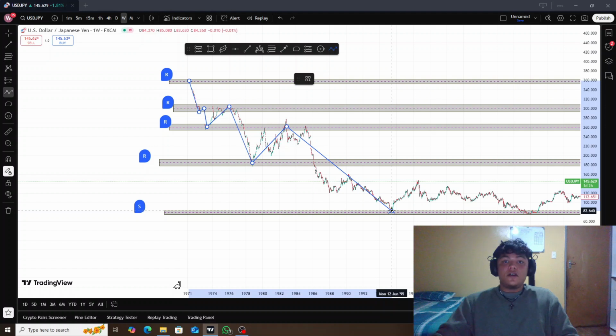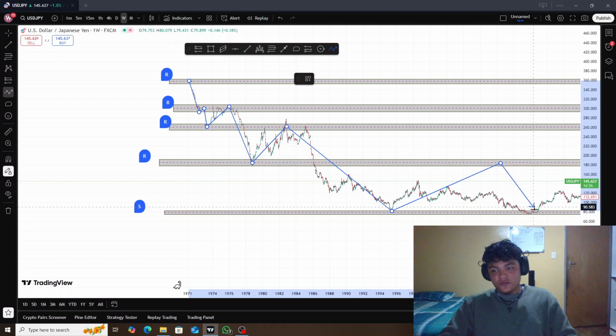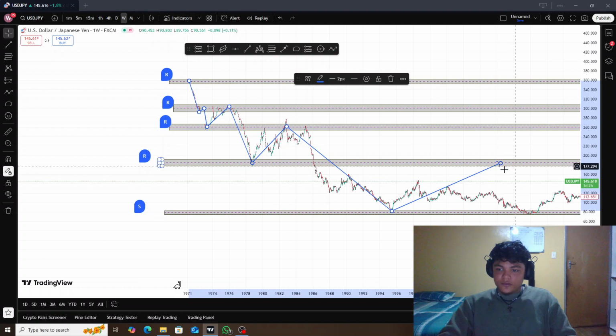So now, what can we expect? What's going to happen next? The market needs to retest the support level, and then the market will get pushed down. And as soon as the market gets pushed down, this won't be support anymore. This would become resistance. But I don't think this happened yet.